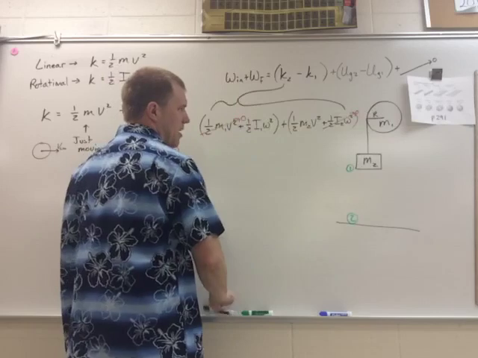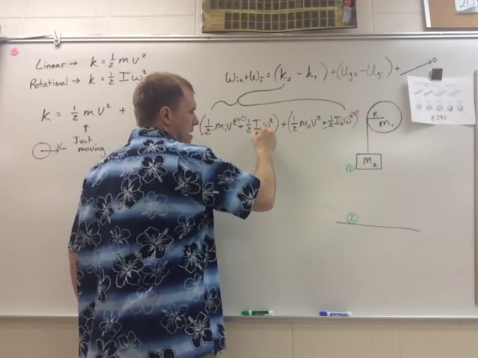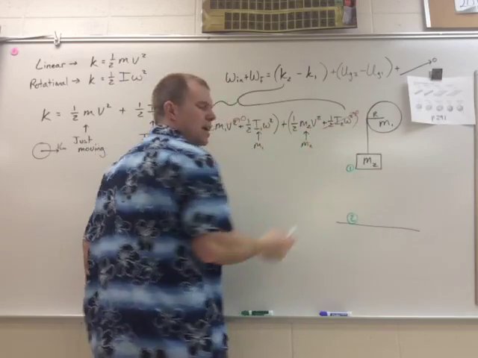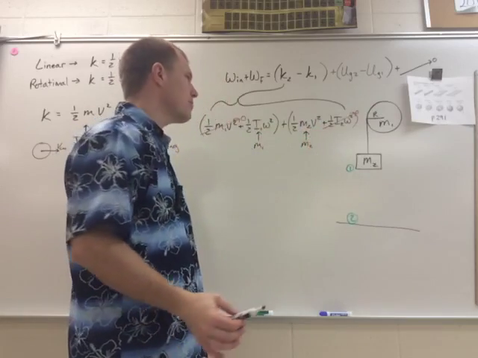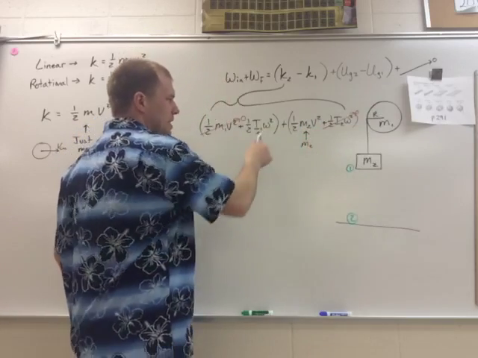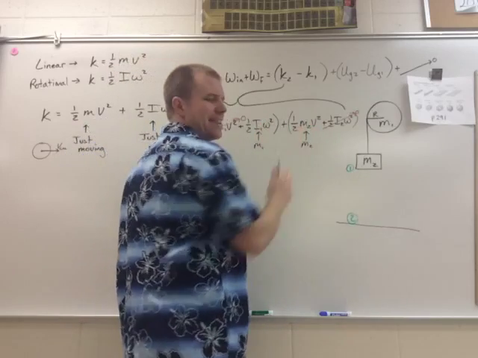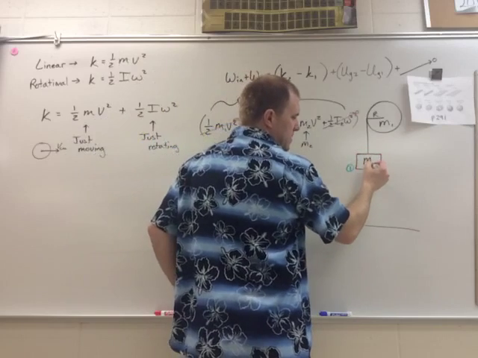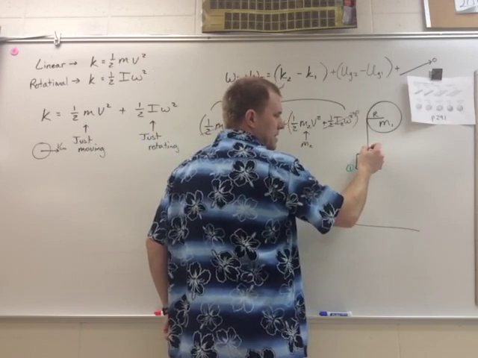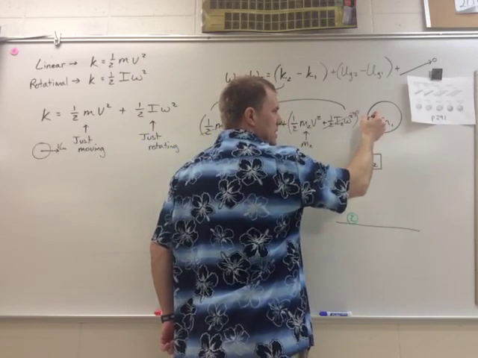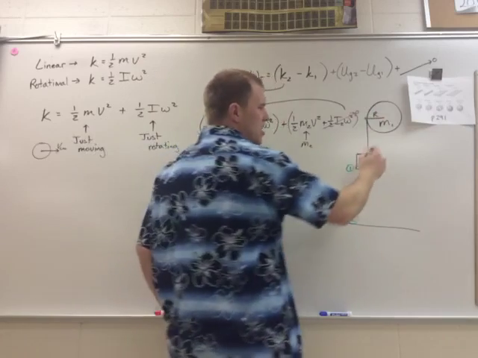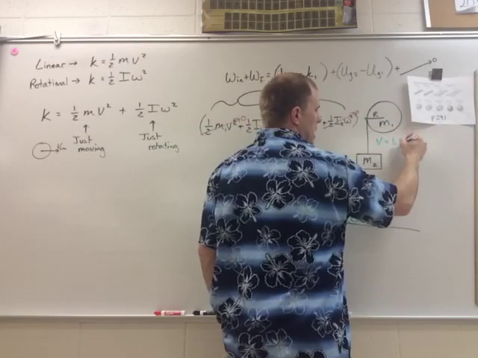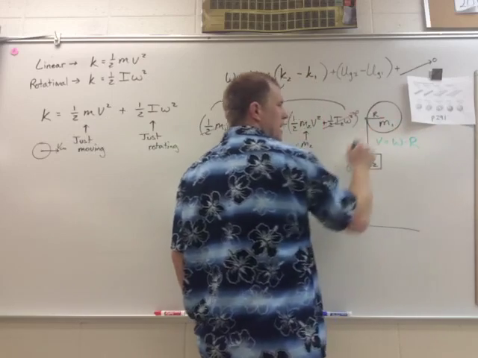But you'll notice now that this one is going to have M1 in it, and this one is having M2, and so my masses don't cancel out. But I do have a relationship between this omega and this v. You'll note that this mass is moving at the same speed as this string, and this string is moving at the same speed as a point out there. So the velocity of this mass is equal to omega times the radius of my object.